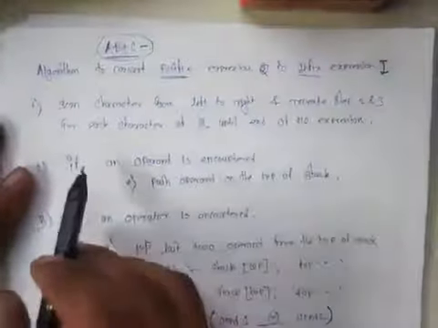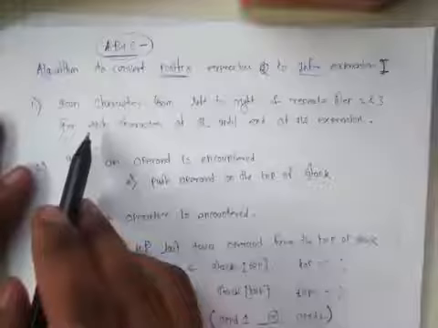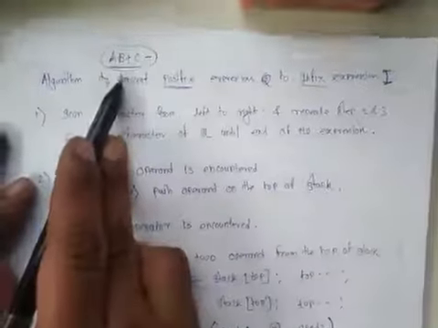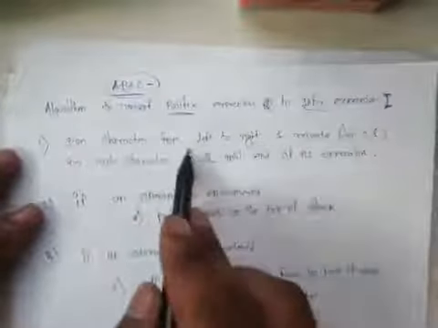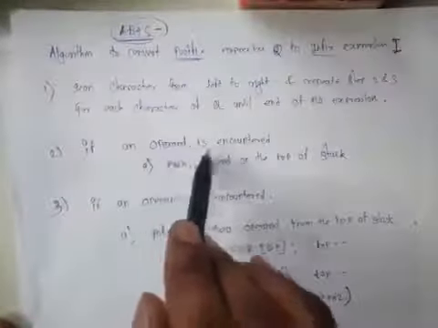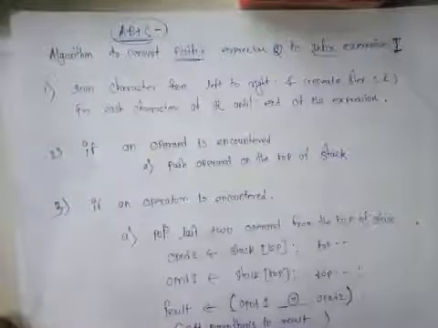Very simple algorithm. We are going to scan this postfix expression, the name is Q, from left to right, and repeat steps 2 and 3 for each character of Q until the end of the expression. Now the second case is if an operand is encountered. An operand is like a, b, c, d or any constant value. If encountered, push that operand on the top of the stack. Very simple step.